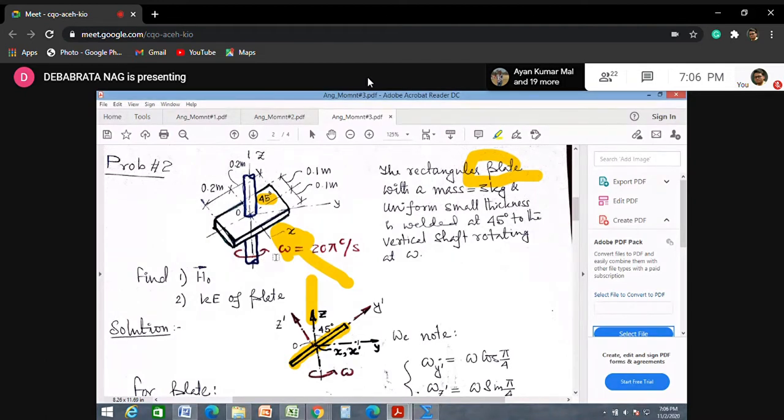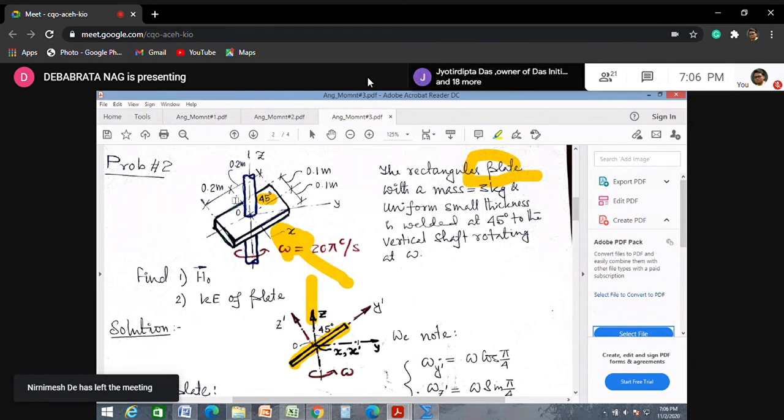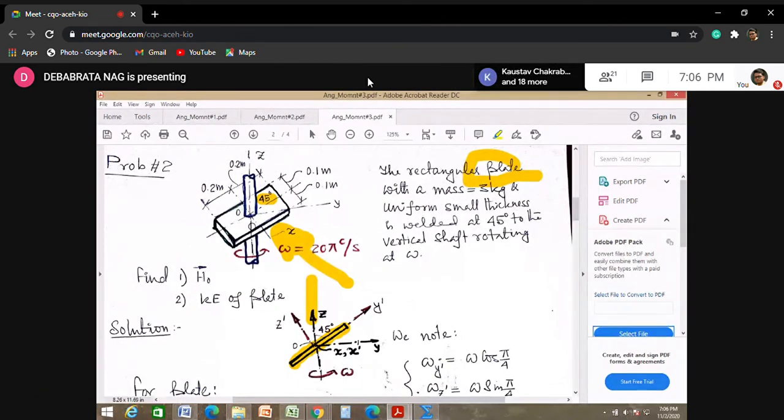So you can say that this problem is a lot simpler than the previous problem, problem 1. In problem 1, we had two motions: the disc had some relative angular velocity and the shaft had some other angular velocity. But in this case, since the plate is directly welded to the shaft, there is no chance that the plate will have any relative angular velocity. So the plate cannot rotate on its own; it has to rotate along with the shaft itself. So this is the assembly, correct?